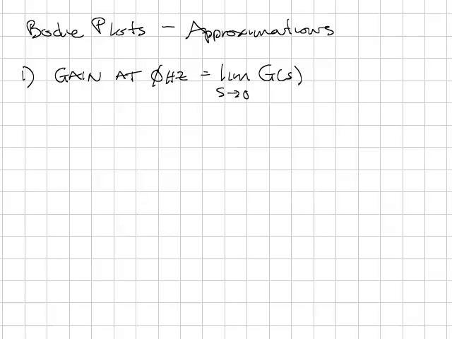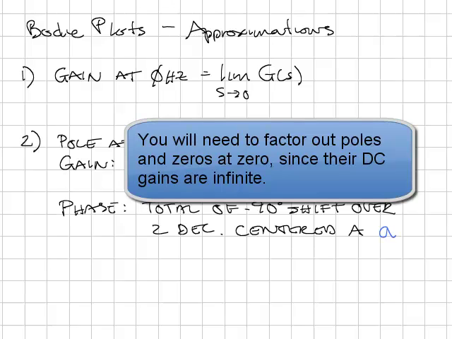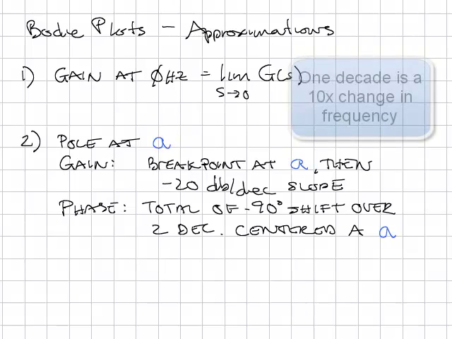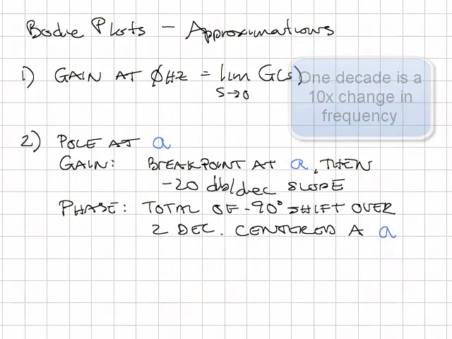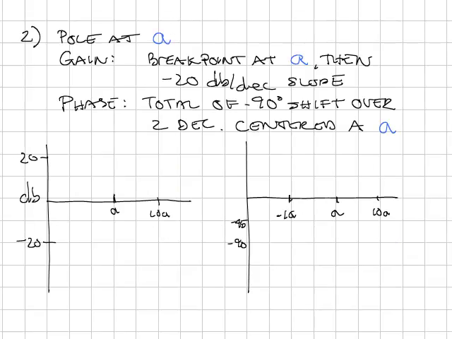The first rule is that the DC gain is found by taking the limit as s goes to 0 of G of s. This is no surprise. This is exactly what we've done in the past. A pole at A causes a change in the gain and the change in the phase. A pole at A has a breakpoint at A and then a minus 20 dB per decade slope. On the phase side, it produces a total of minus 90 degrees of phase shift over 2 decades, and that's centered about A. Here's what it looks like on the Bode plot.